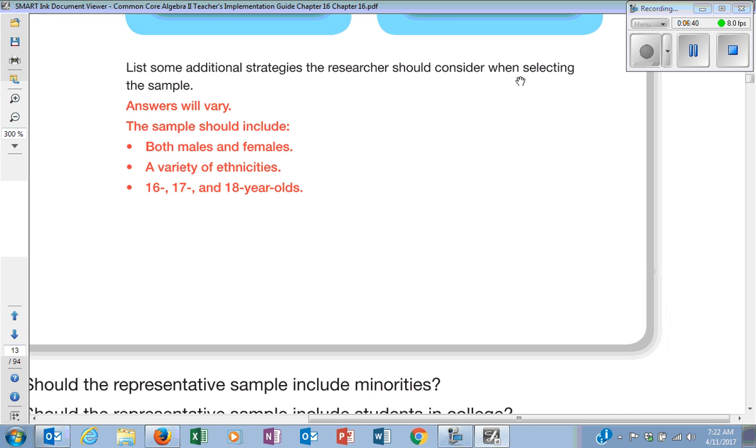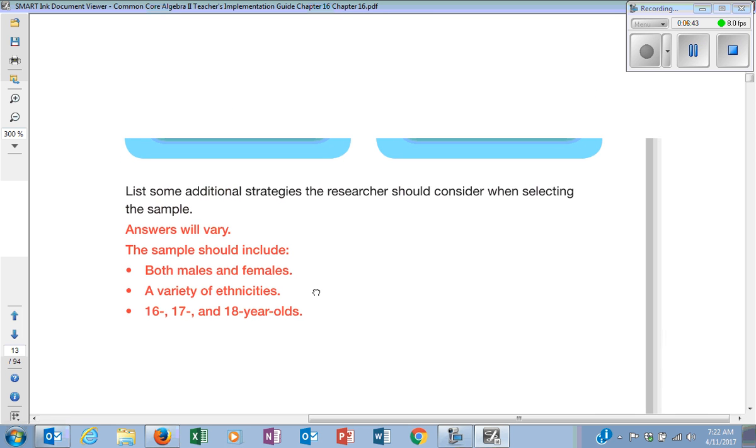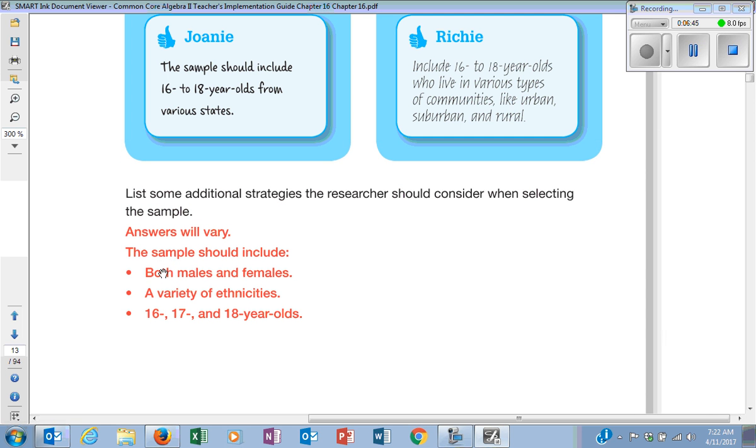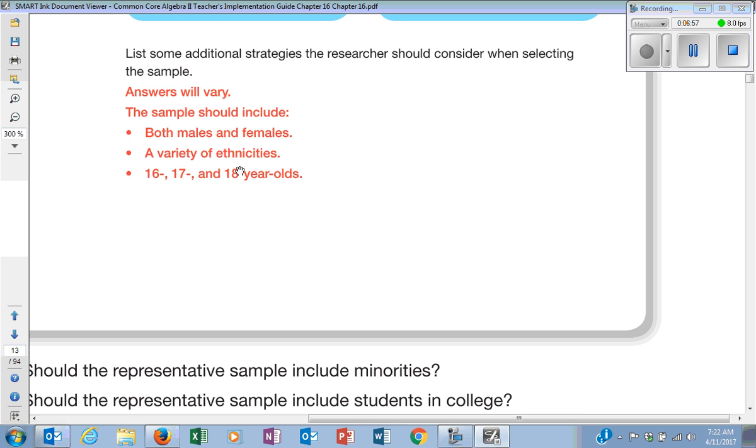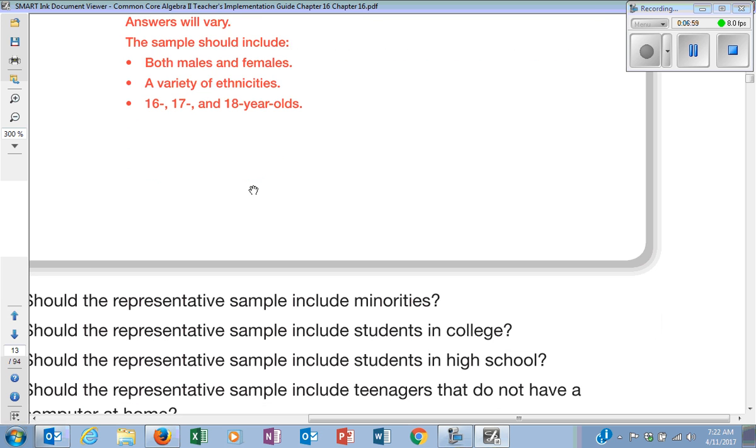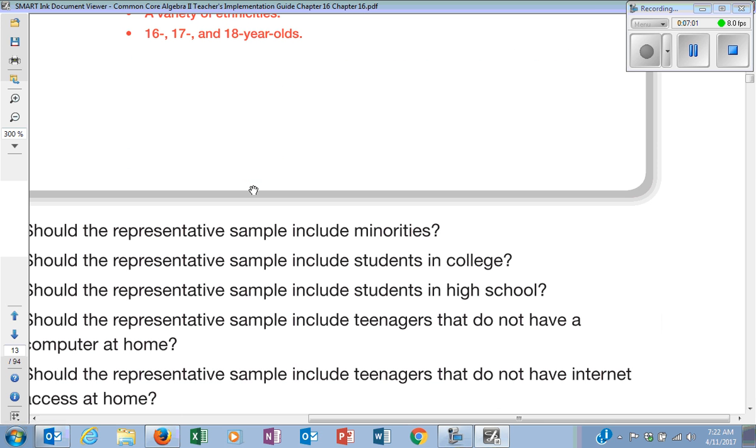List some additional strategies that they could have. Right? Some should be male, some should be female. Some should be 16, some should be 17, some should be 18. Right? All these different things should happen. Different ethnic groups. Does that make sense? Yeah.